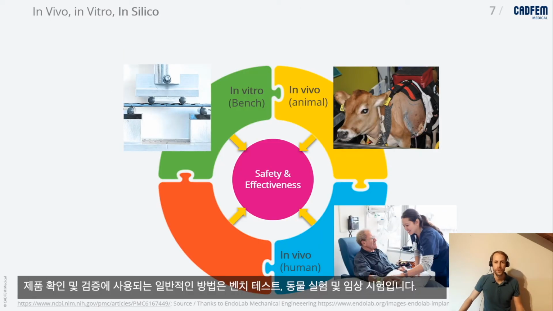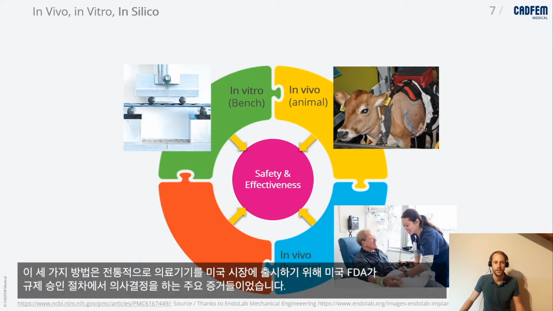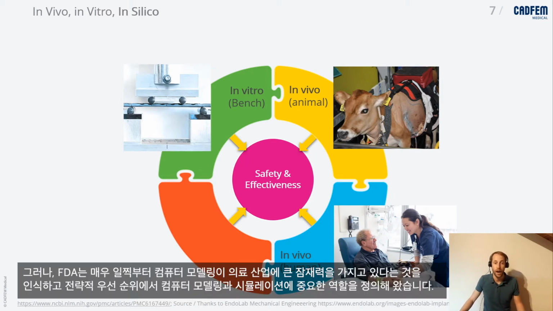The conventional methods used for product verification and validation usually are bench testing, animal studies, and clinical trials. These three have traditionally been the main sources of evidence for the American Food and Drug Administration, also known as FDA, to get medical devices on the US market. However, the FDA recognized very early that computational modeling has a great potential for the healthcare industry and has defined a significant role for modeling and simulation in its strategic priorities.